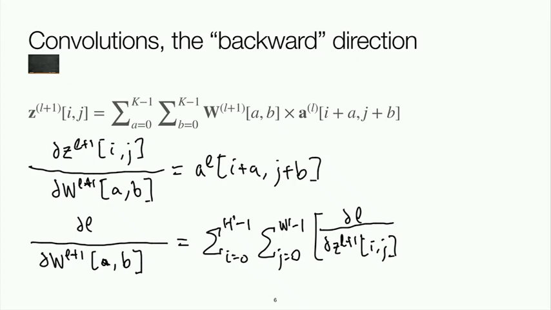And remember, this is what we're assuming we're getting from backpropagation. Backpropagation is giving us the gradient with respect to Z^(L+1). We're using that, using the chain rule, in order to compute the gradients with respect to W^(L+1) and A^L, like we did on the previous slide. If I combine this with the chain rule, I need dZ^(L+1)_ij and dW^(L+1)_ab. This is just what I've already found, which is just A^L_(i+a, j+b).